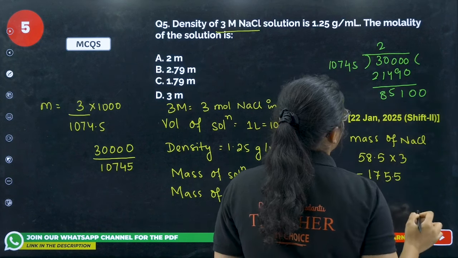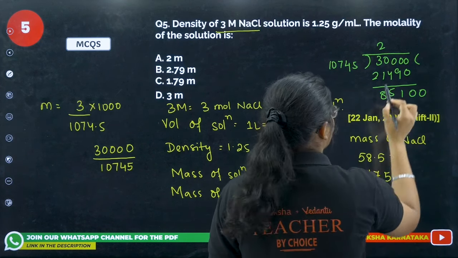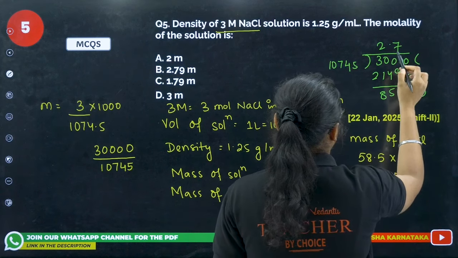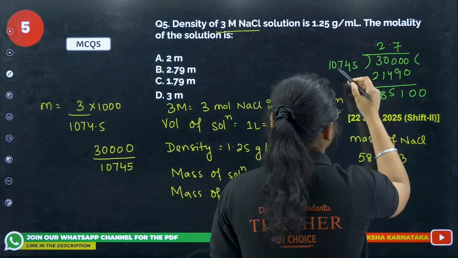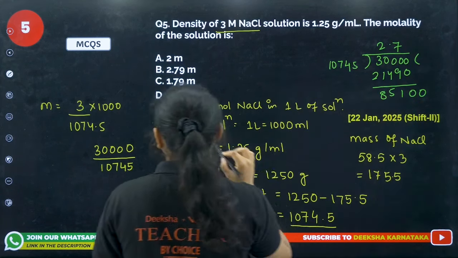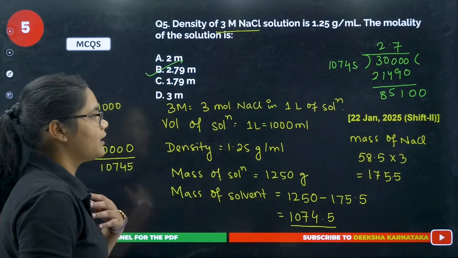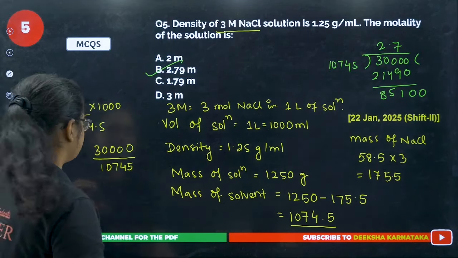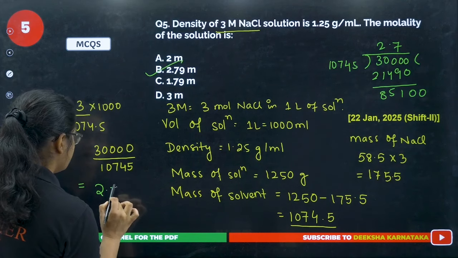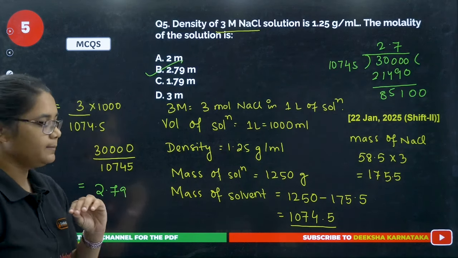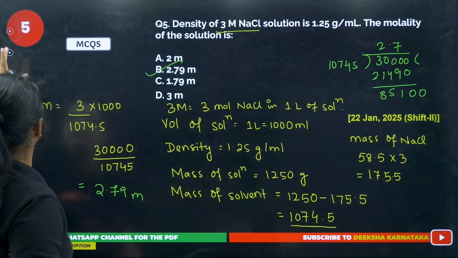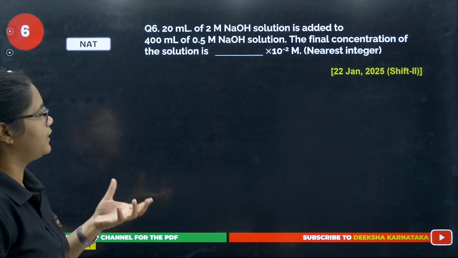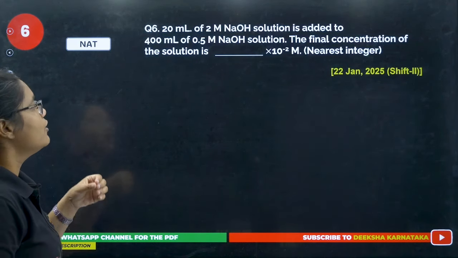Okay, then again I have this one. So here if I see, I can take 7, right? If I take 8, it will become more. 7 point something, 2.79 I will get, which is your option number B. After getting 2 decimal, you can easily guess the answer here, right? So this one will give me 2.79 molal.